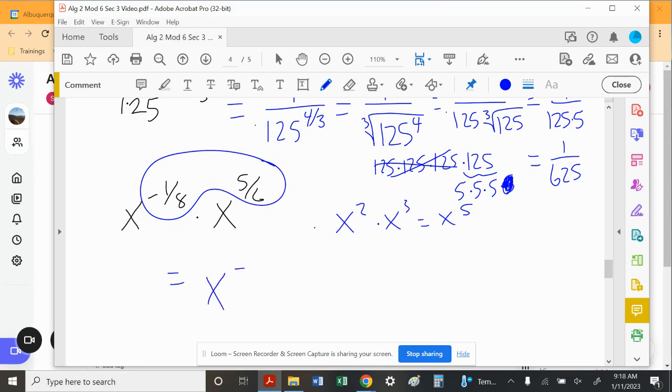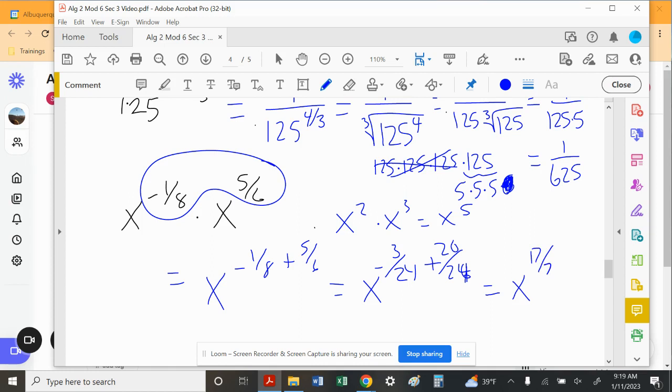So we have x to the negative 1/8 plus 5/6. I need a common denominator because that's a fraction thing. So notice both of those numbers go into 24. So I have negative 3 over 24 because I multiplied top and bottom by 3. Plus, I'm going to multiply top and bottom by 4. So I have 20 over 24. So that is x to the 17 over 24.